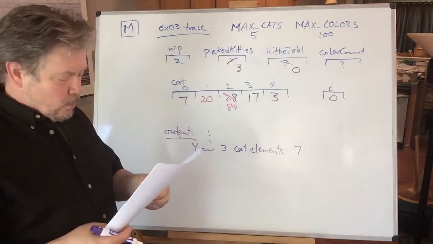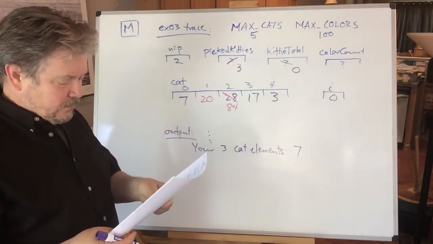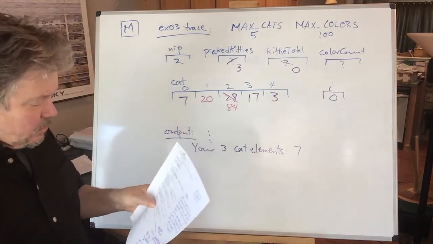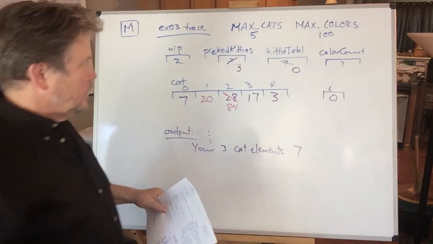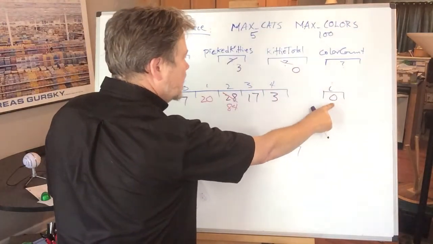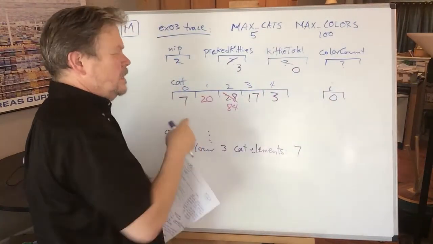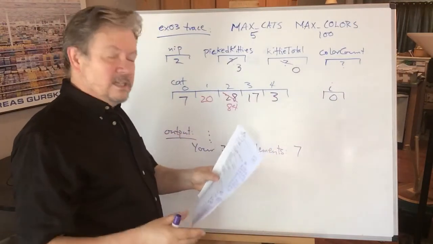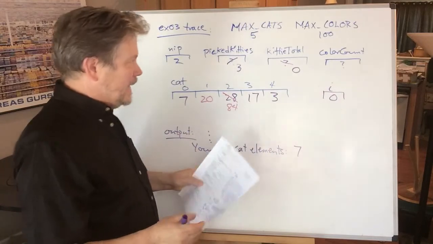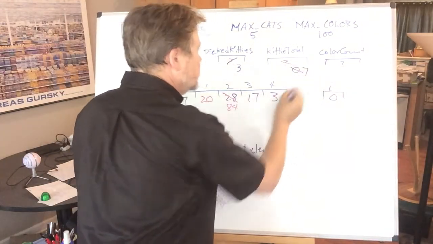But wait, there's more. Look at line 51. The right-hand side says take the current value of kitty total, add cat sub I. The current value of kitty total is 0. Add cat square bracket I, that's adding cat 0, that's 7. I can do that math. 0 plus 7 is 7 on the right-hand side, and it puts it back into kitty total. So there goes the 7.